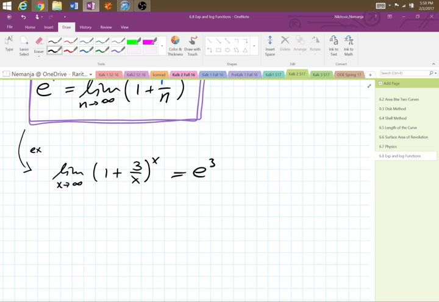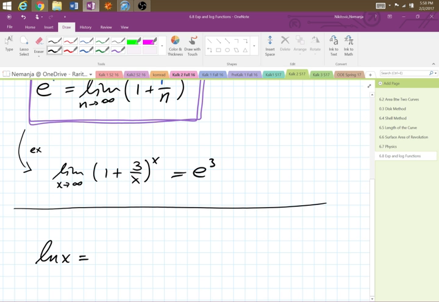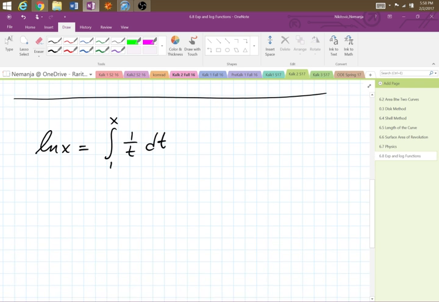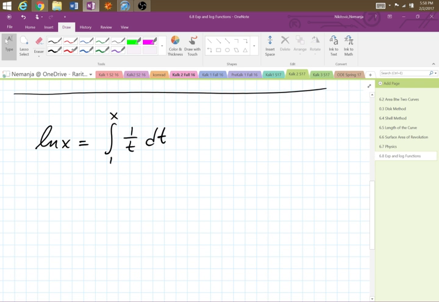So how do we define the function ln x? You define that as the integral from 1 to x of 1 over t dt. You can use any other variable other than x. We call that a dummy variable. So this is your definition, actually.